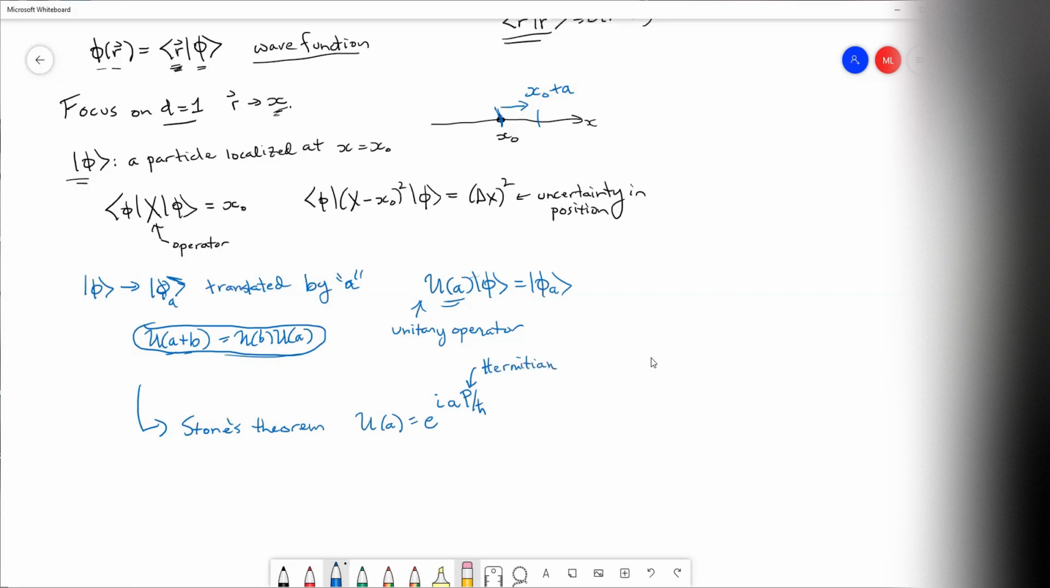It generates translations. We'll see this coming up over and over again: whenever you have a symmetry, say a rotation or a translation, associated with it will be some unitary operator that performs that operation. And this very powerful general theorem tells you that there's an observable associated with each of those symmetries. In this case, it's the observable, meaning a Hermitian operator, of course, and it's the momentum. That's what the momentum is. That's sort of what it does.